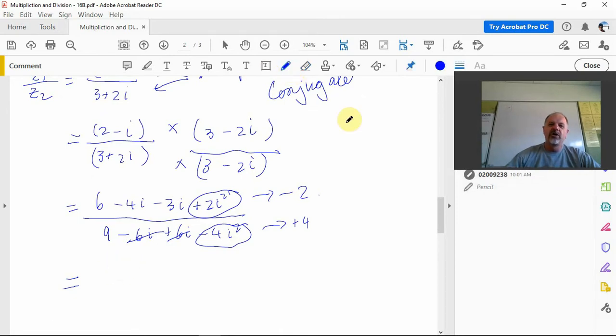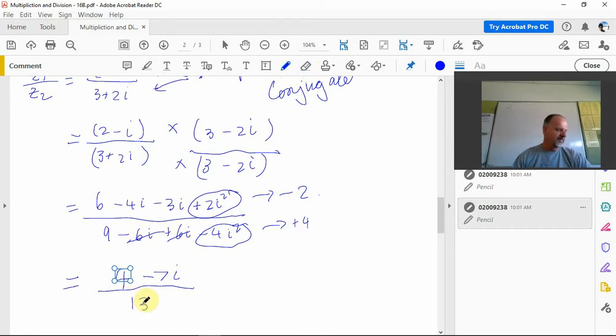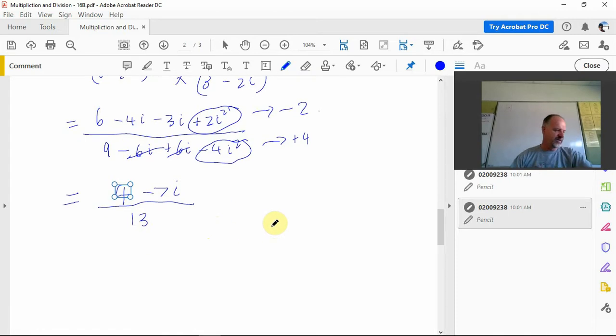What have I got? On the numerator, I've got real part, 6 minus 2 is 4. Imaginary part, minus 4i minus, so that's minus 7i. Over on the denominator, the imaginary parts cancel, and I've got 9 plus 4, which is 13. All right, so 4 minus 7i over 13.